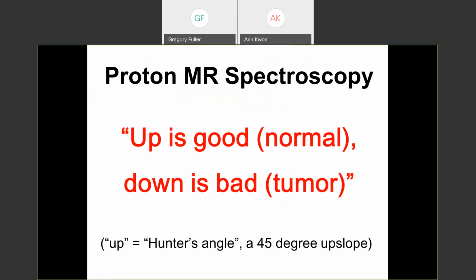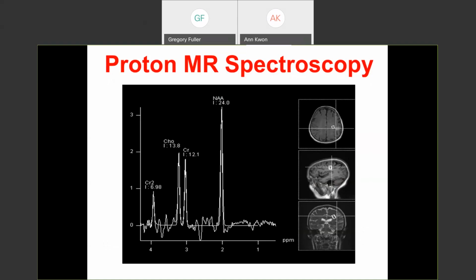Okay, the way we map out MRS, these important metabolites are basically mapped by parts per million. Up is good, normal, down is bad. This is Hunter's angle, a 45-degree angle. Here we can see choline, creatine, NAA. Look at the slope. Up, this is normal brain.